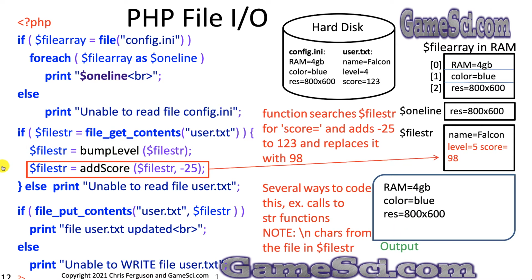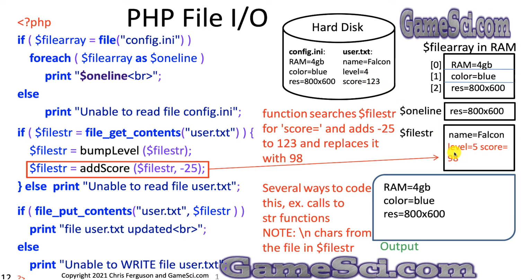What I'm doing here is I'm taking that information that was stored on the hard drive and sucking it into RAM memory so I can make changes to it. $file_str equals add_score, pass it $file_str and a -25. The function searches the $file_str string for score equals and adds -25 to 123 and replaces it with 98. What I'm doing with this function is changing the data for the score in RAM memory. Since it adds to the score, the -25 will bring it down 25, and if you do the math, the 123 from the file minus 25 comes out to 98.